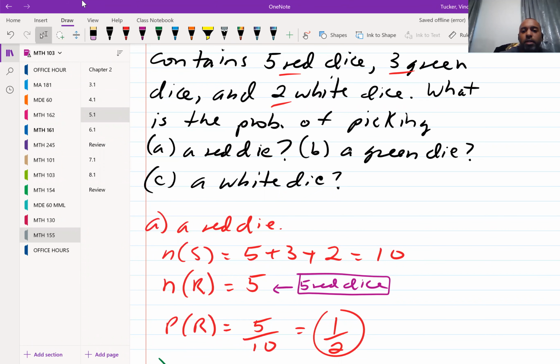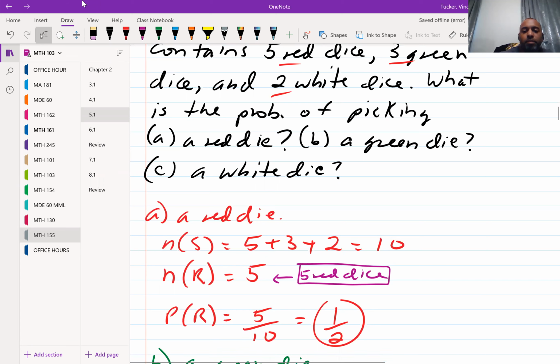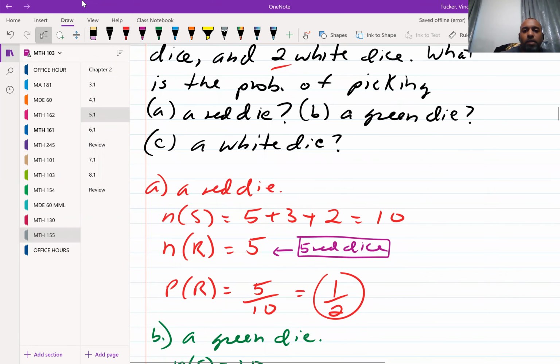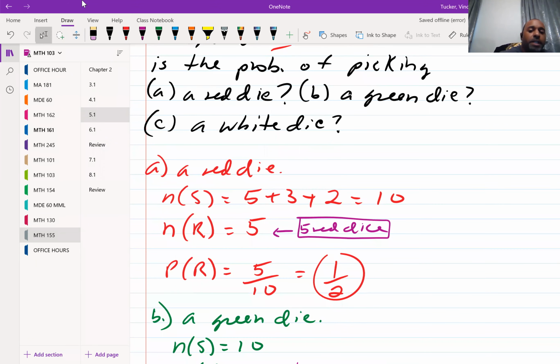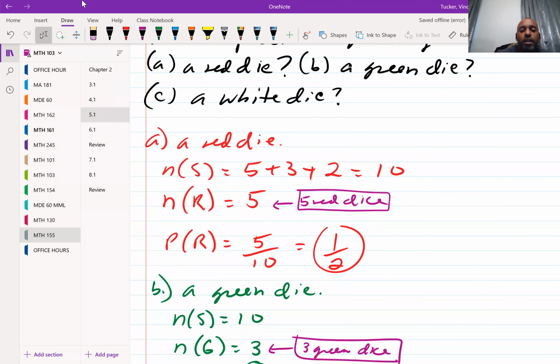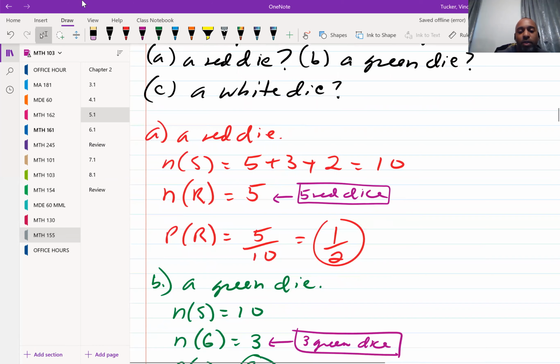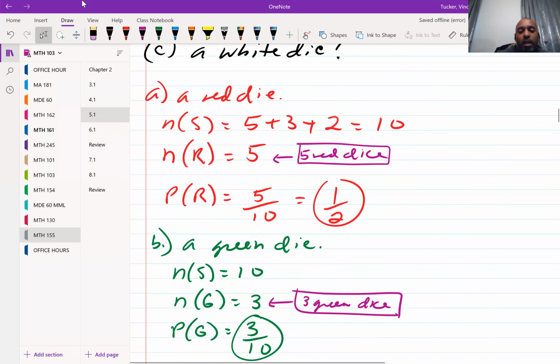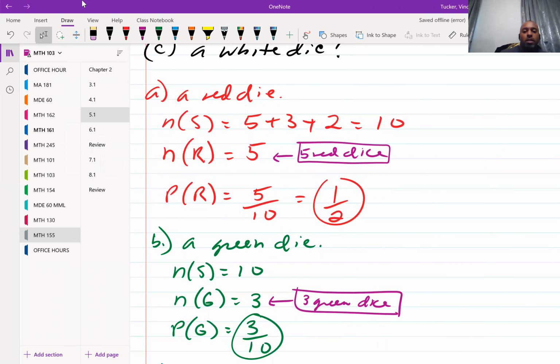All right, everybody good? Next one, green die. We already know the sample space is 10. We've already established that. We don't have to redo it, since we're in the same problem. And there are 3 green dice. That's 3 over 10.